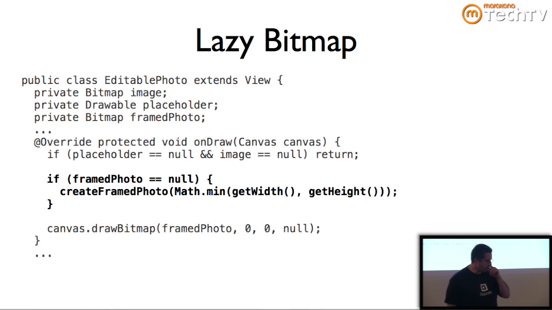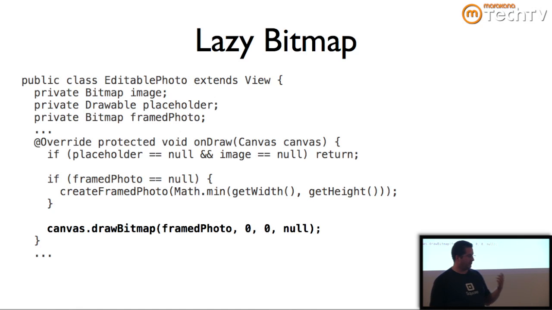Okay? So I call a method create frame photo, and I pass in the minimum of the width and height. Technically that's not necessary to call math.min because I also ensure that the view is already square, so I could just take the width or the height. I guess the code just looked a little more clear to me doing it like this. And then I call canvas draw bitmap with the frame photo at the upper left-hand corner 0, 0, and then I pass a null paint object. So creating that frame photo, that's creating the off-screen bitmap that has the rounded corners. That's where the magic happens.